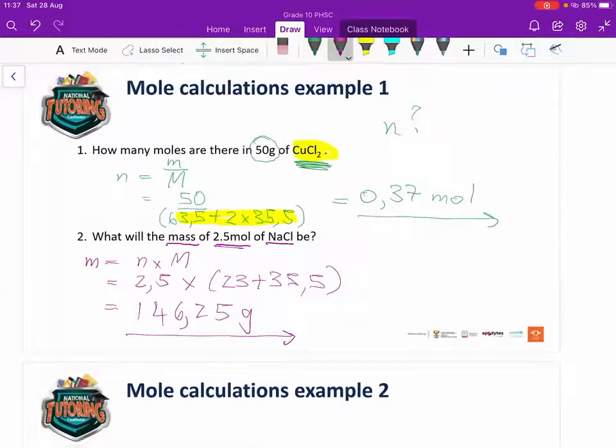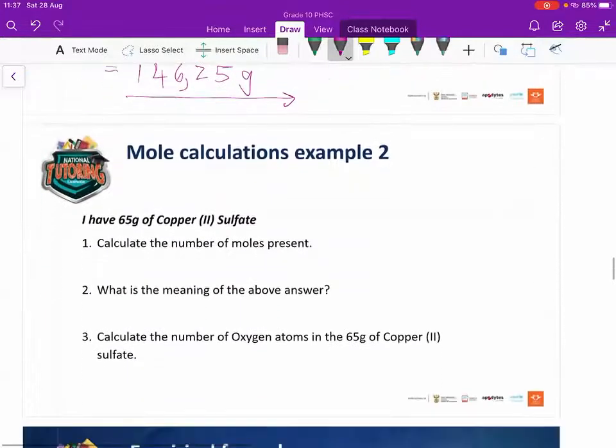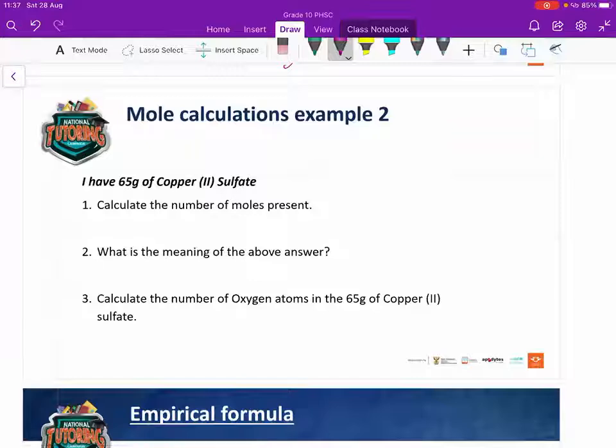So there we go. There's 2 examples on using the formula. Now let's try this next one. This is another way that a question could be asked to you. I have 65 grams of copper 2 sulfate. Now remember, this is our Roman numeral notation. So now they've made it a bit harder because they haven't given us the formula, and we need to know the formula in order to work out the molar mass, the big capital M.